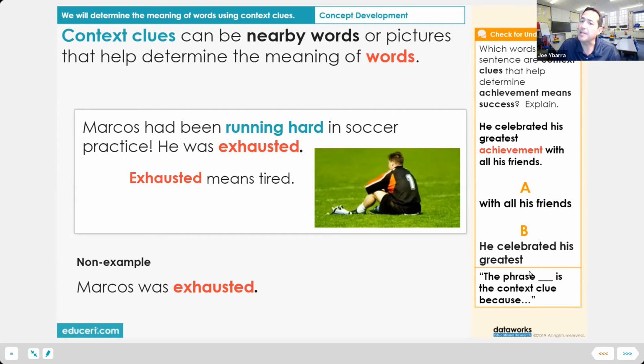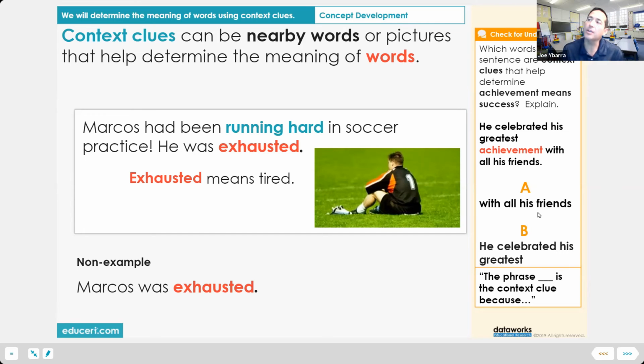Maddie, you also have B. That's an example of a context clue. But why wouldn't it be A? Why is A not an example of a context clue? Go ahead. A is not an example of a context clue because "with all his friends" doesn't give me any information about what the word exhausted means. Yeah, what the word achievement means. I know what she meant. Yes, it doesn't. With all his friends, what could he be doing? Having lunch, playing footy? I need more there. A context clue has to give me more information.